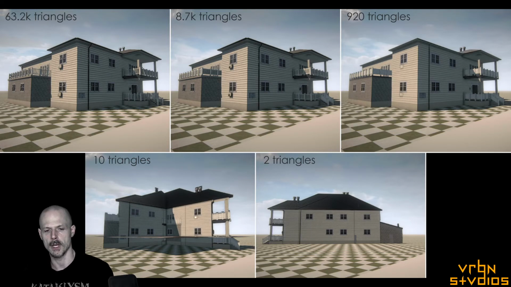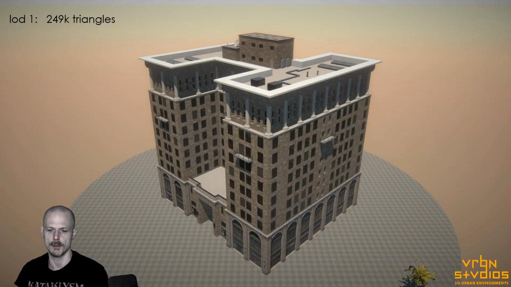So let's have another look at another set of images to show the levels of detail. In this case, for this commercial building, the highest level of detail is about 250,000 triangles. Let's switch down to the next one. This level of detail is just 114,000 triangles. I'm going to switch back and forth to try to find the difference. It's pretty much less than half of the polygons.